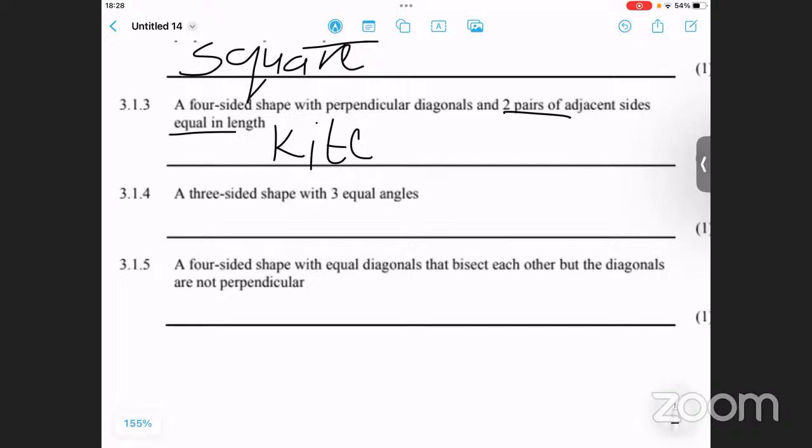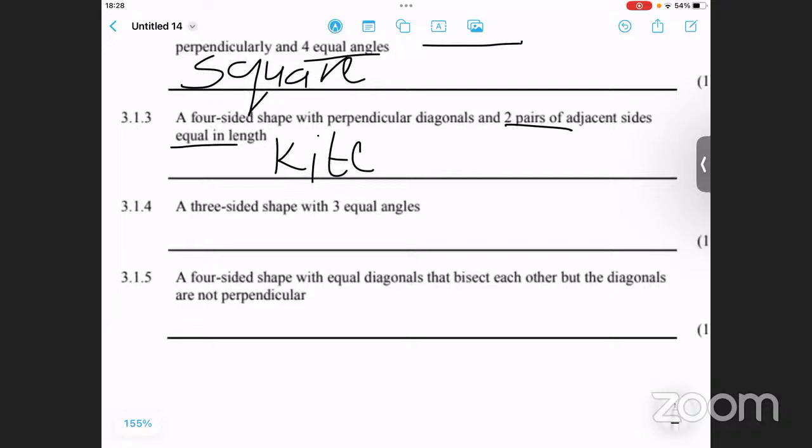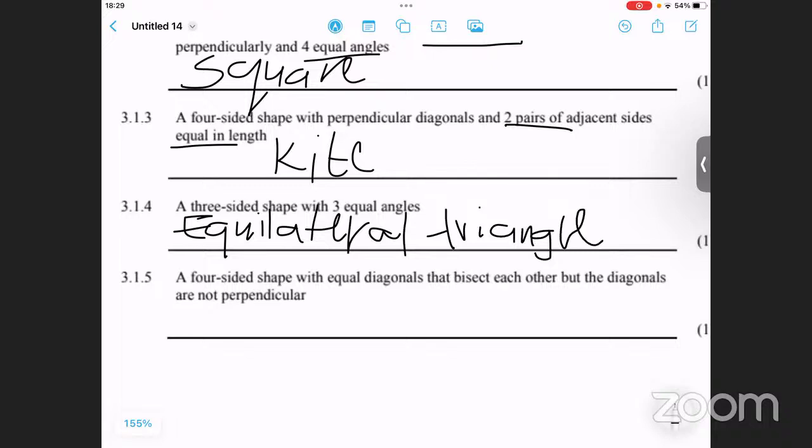They say a three-sided shape with three equal sides or three equal angles. Which one is this one? Ma'am, it's an equilateral triangle. Equilateral triangle. Perfect. And let's look at 3.1.5.